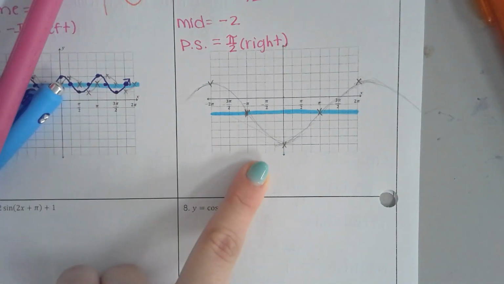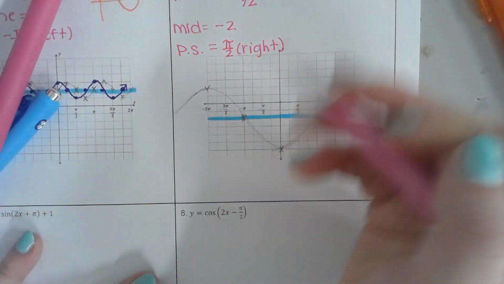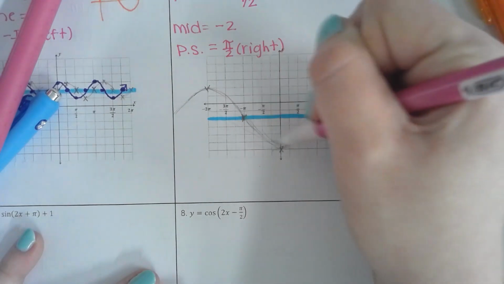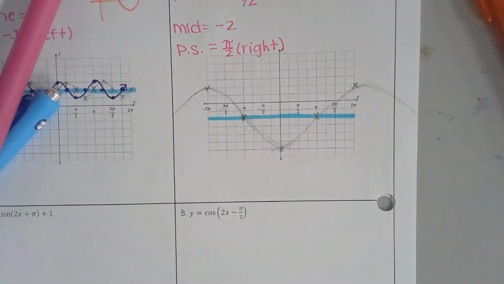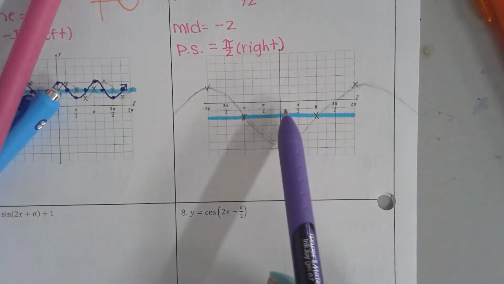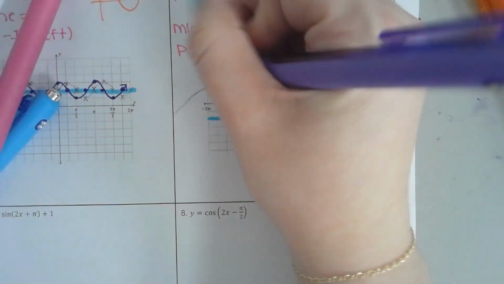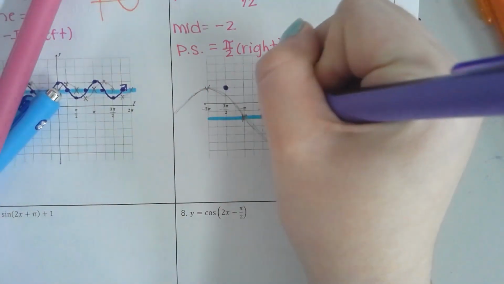So that's kind of what your graph would look like. Maybe I did a very bad job. Okay. So that's the original. That would just be if that minus pi over 2 wasn't there. Okay. But we're going to move everything right pi over 2. How many blocks is pi over 2? 2 blocks. Yeah. So I'm going to move everything right 2 blocks.